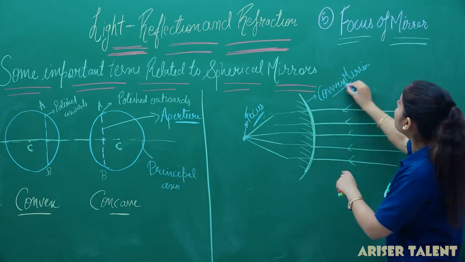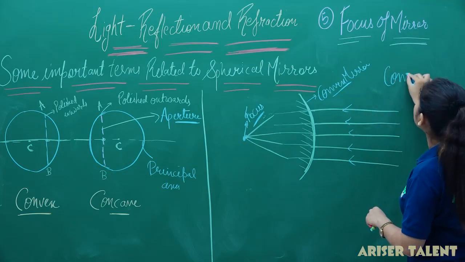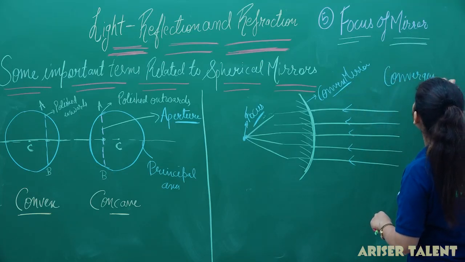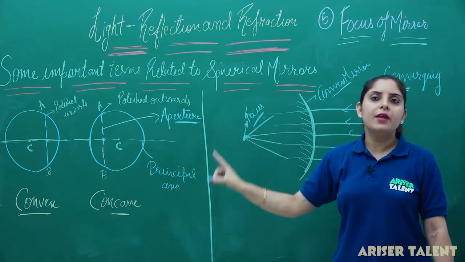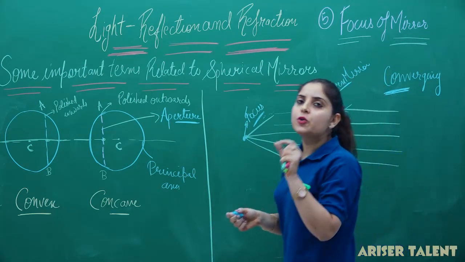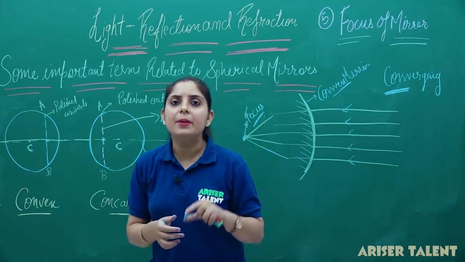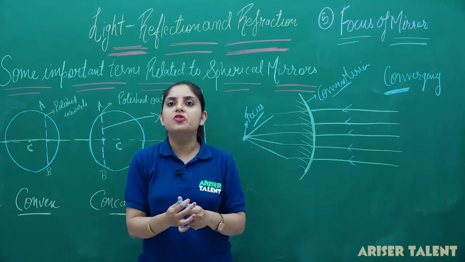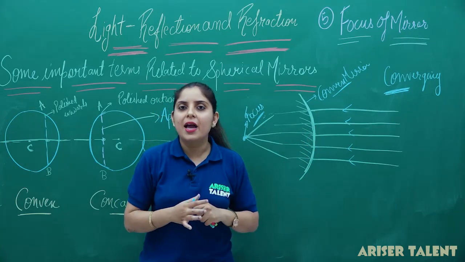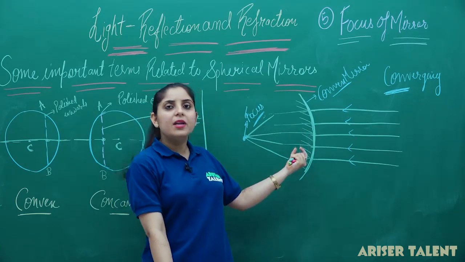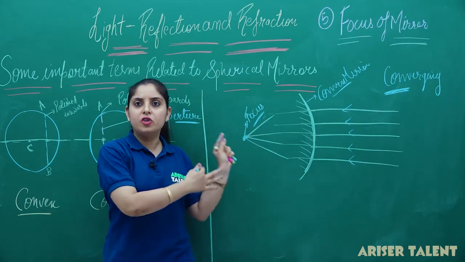So in case of a convex mirror, if rays are converging at a point, we can say that this point will be the focus of that mirror. So focus is actually a point where the parallel beams of light, after converging, are going to meet here. In case of convex and concave mirrors, we have a different focus because in this mirror you can see that the rays are converging at a point.